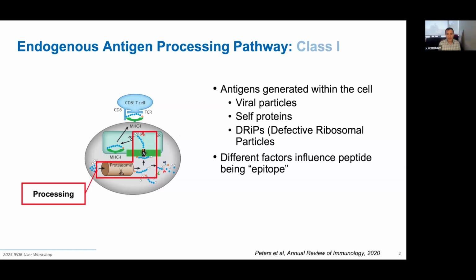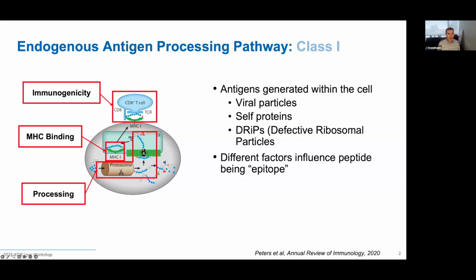And we can break down the different parts of the pathway into the processing portion. This is the portion of the pathway that the processing tools predict: the breakdown of proteins into peptides and transport into the ER. Then the MHC binding portion. And finally, the immunogenicity portion of the pathway.